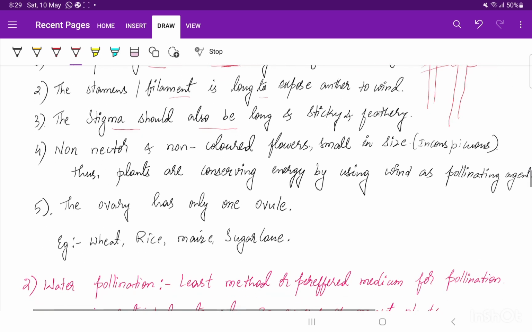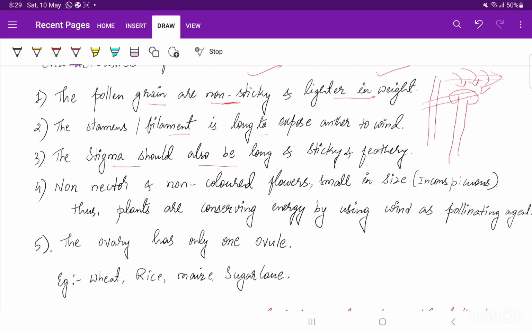Next, the flowers are non-nectar, non-colored and small in size, because with wind pollination the plant doesn't need to give any return from the flower, because wind is already present. It doesn't require any gift from the flower. Anyway, the wind will be coming, sweeping along. Pollen grains will go with the flow of the wind and fall on another stigma. So nectar is not present, and the flowers are non-colored, as wind doesn't require colored flowers to come to them. And they are small in size. Even if they are small or large in size, wind will do its work.